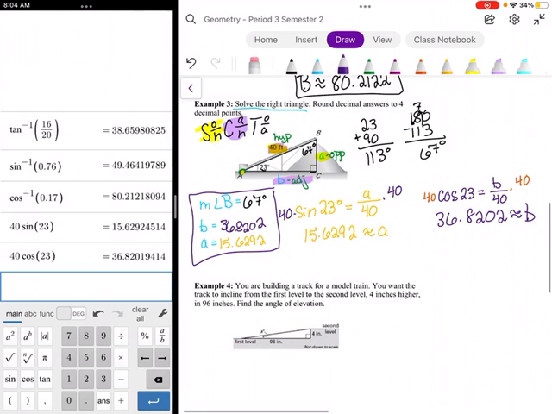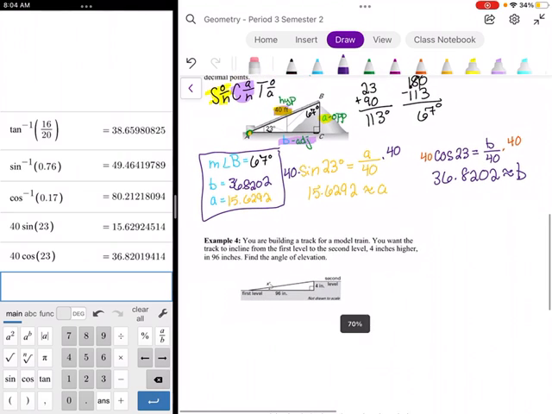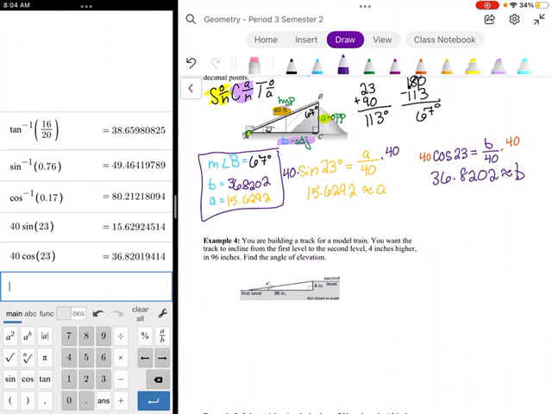So I'm just going to give you a second to make sure you have that all copied down. And then why don't you try number 4 on your own, and then once you have your answer, press play to see if you got it correct.